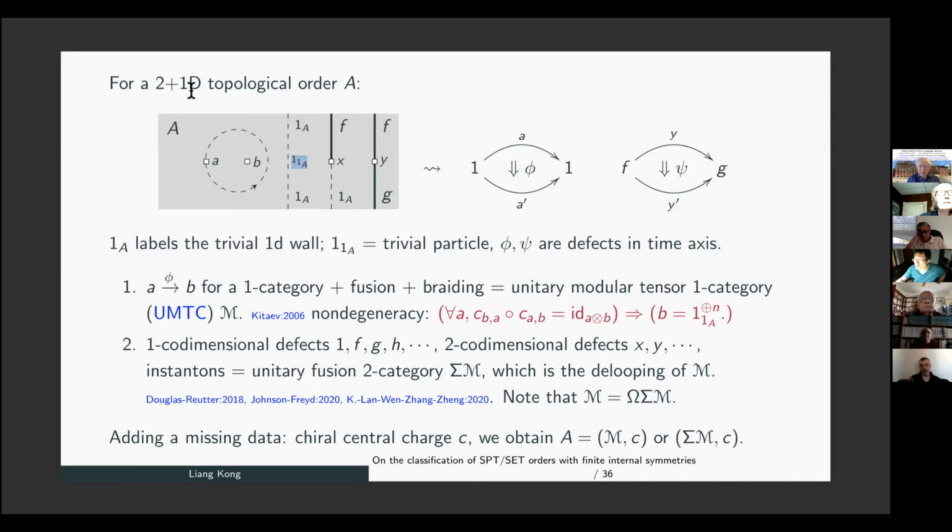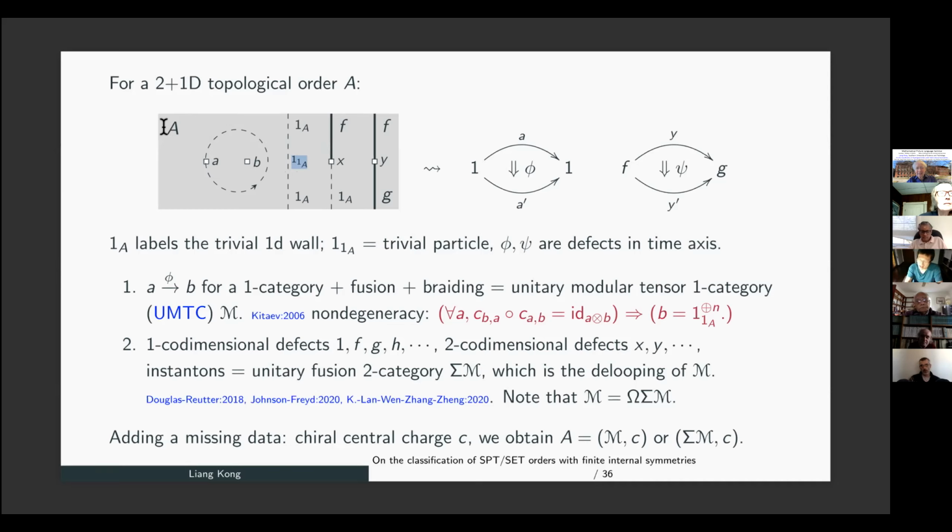You never explained what it means to be trivial. Trivial just means, okay, so how to see there is a domain wall. Let's say, imagine A is a chunk of material.